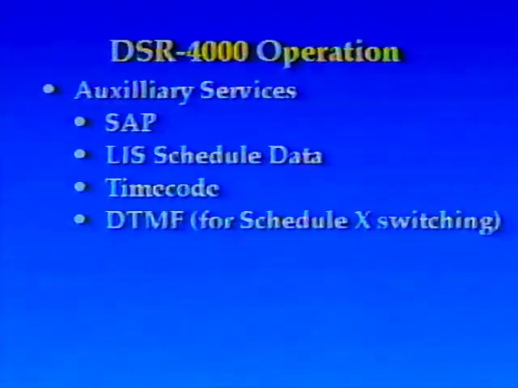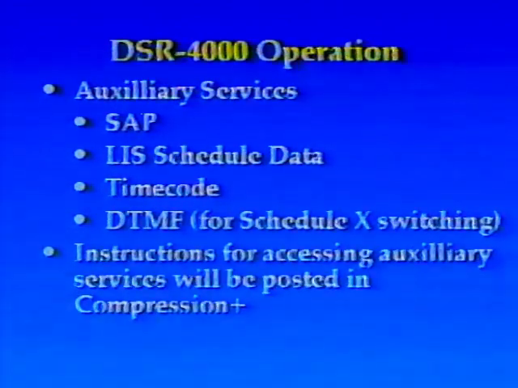Now, also in terms of operating your DSR 4000, folks have been asking us about what about the auxiliary services? Well, we will still be offering the same auxiliary services on Digicipher II that we offer on Digicipher 1. These include the SAP channel, the LIS schedule data, time code, and also DTMF tones for Schedule X switching. Now, these are still being configured, and we think we have our final configuration where we want it, but we're still doing some testing. We'll be posting detailed instructions for accessing these auxiliary services in Compression Plus, and we intend to post that tomorrow.